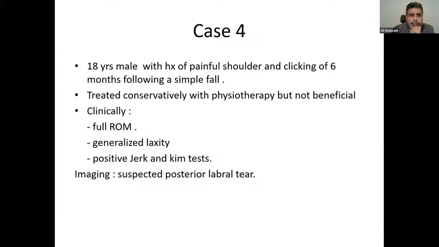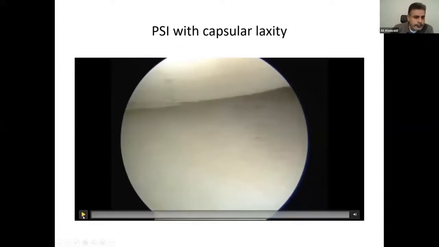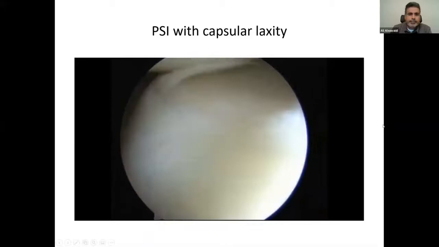And the last case I'm going to show you is an 18 year old, and this case is interesting. I'll let you know why at the end of the video. But he again failed. He's such a young boy. He was 17 when we started, and he had the positive jerk and Kim test. The MRI suspected a small posterior labral tear, and this is what appears.